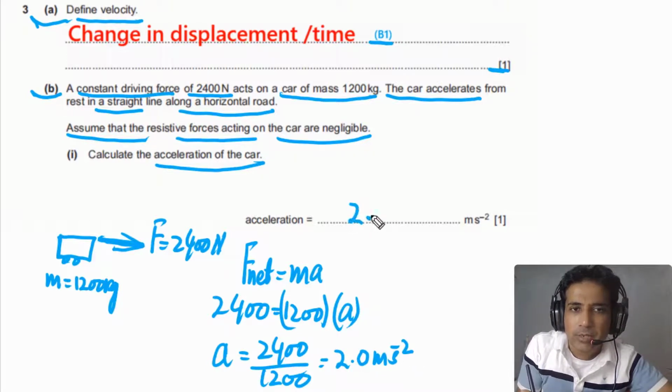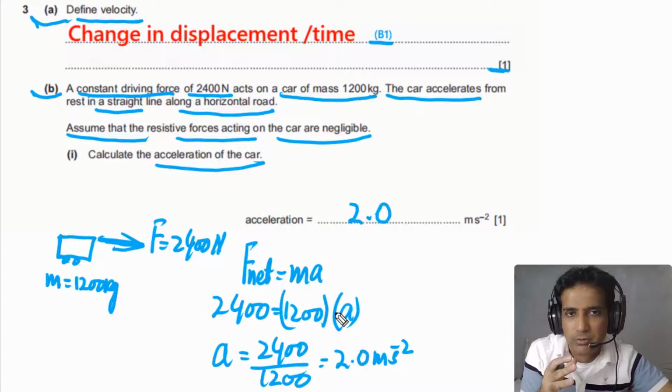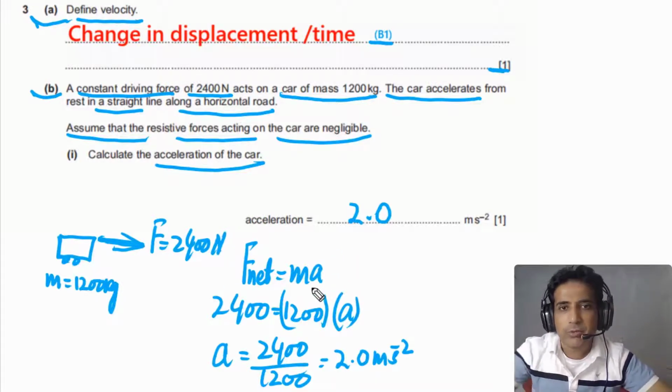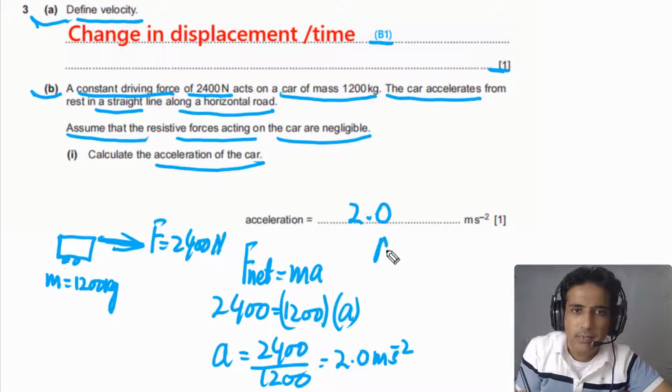It's better to write it down to 2 SF because the least number of SF in the raw data is 2, meaning 2 significant figures. This question has only 1 mark. If you got the right answer, you will get this mark, and that is the answer mark. So this is how marks will be awarded to you.